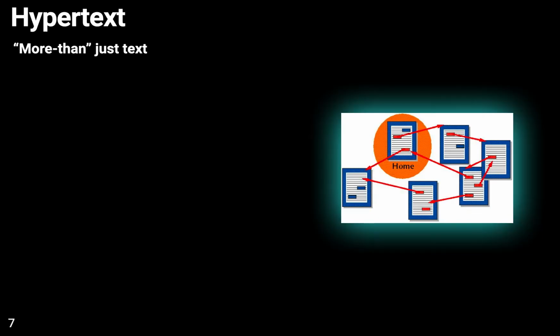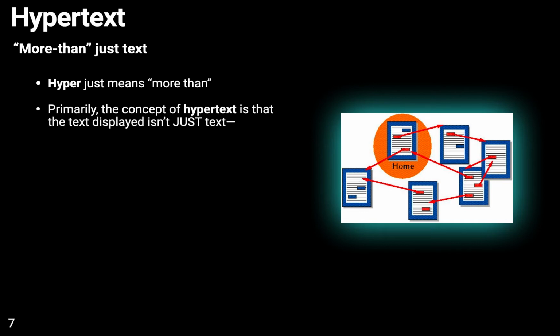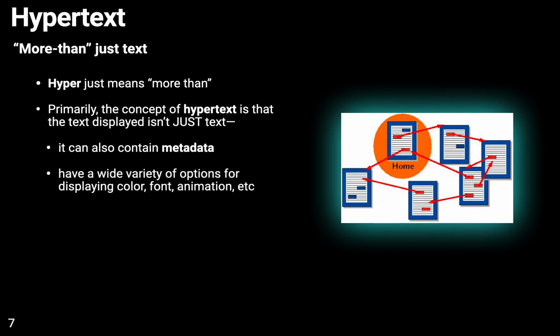Okay, now hypertext. What does hypertext mean? More than just text. So hyper just always means more than, right? But why was this such a key thing? The concept of hypertext is that the documents aren't just text. It can also contain metadata, right? It has a wide variety of options for color, font, animation, all that kind of fun stuff. And it also can bring in outside information, multimedia type things like images.